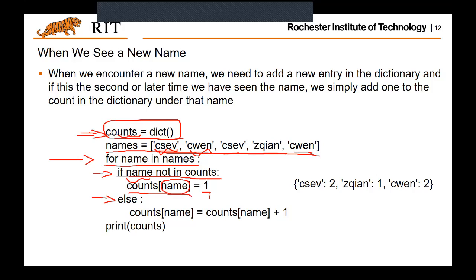Let's maybe go through this list. For example, at the beginning of this for loop, the first time it goes here, the current name is CSEV, right? If this CSEV is not in counts, it is true, right? Because counts currently is an empty dictionary. So you go to this line and use CSEV as the key and assign a value 1 here because it appears once, the first time. Of course, the lines under else will be skipped and it will print the counts.